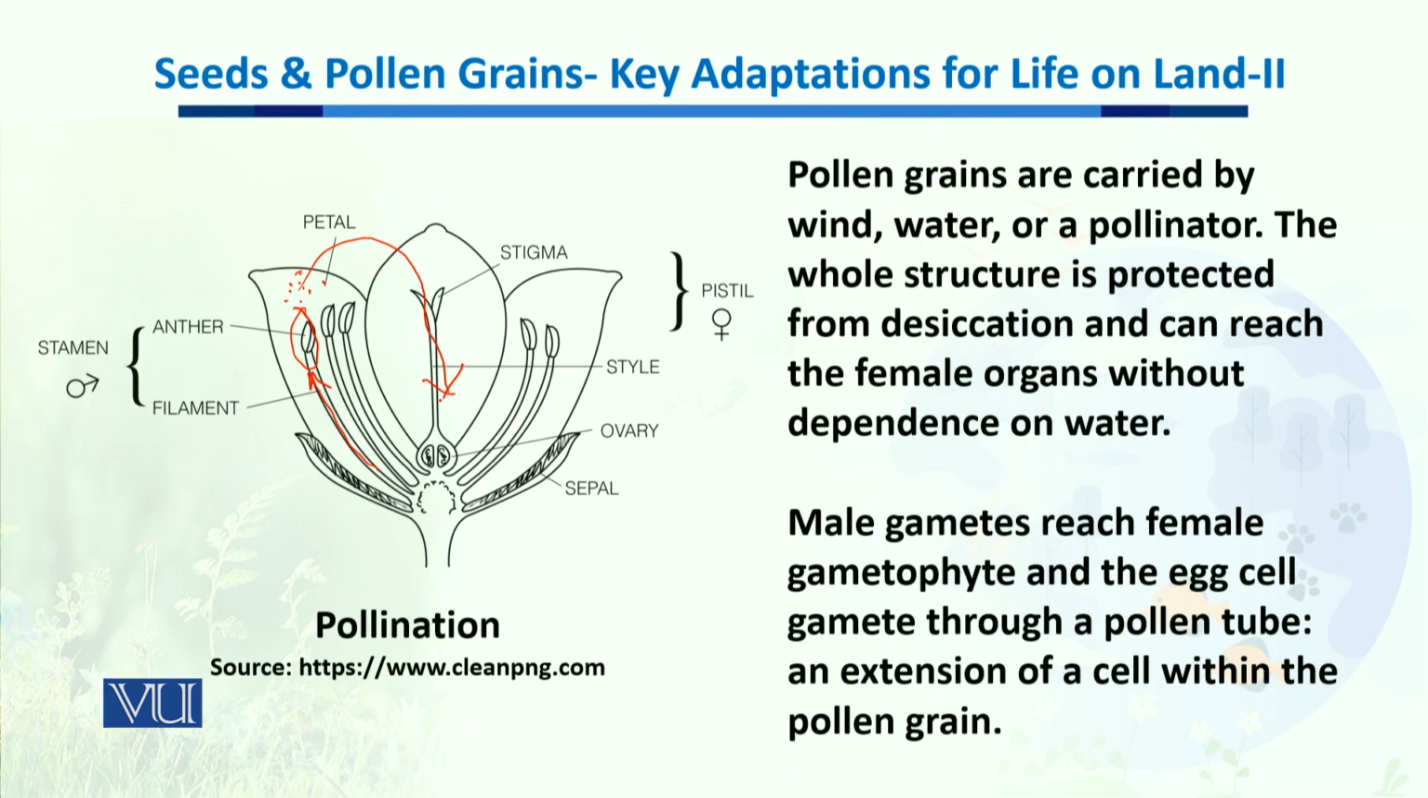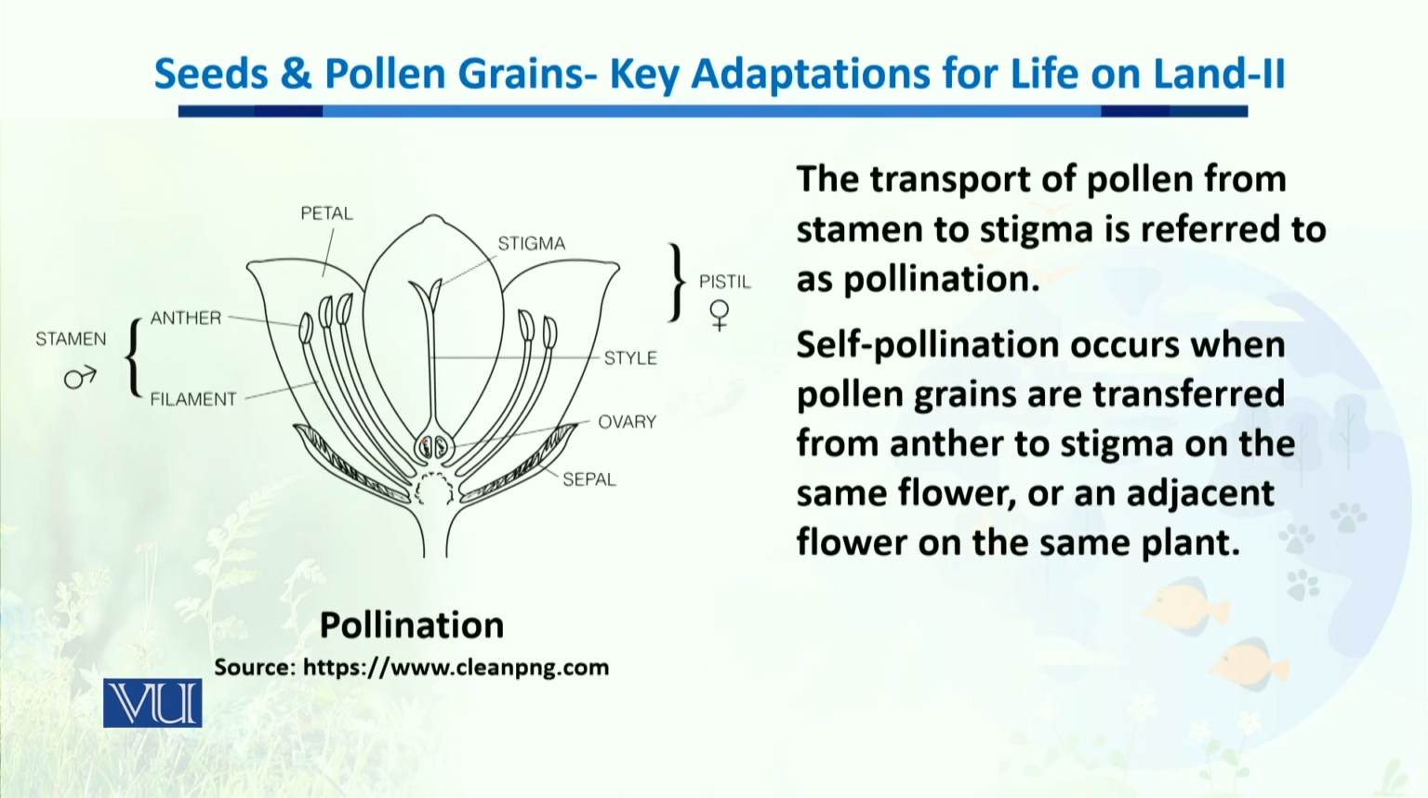Male gametes reach female gametophytes, and inside the gametophytes are egg cells, which are the female gametes. They reach those female gametes through the pollen tube and, after fertilization, give rise to the zygotes. The transport of these pollens from the stamen to the stigma is referred to as pollination. There are two types of pollination: self-pollination and cross-pollination.